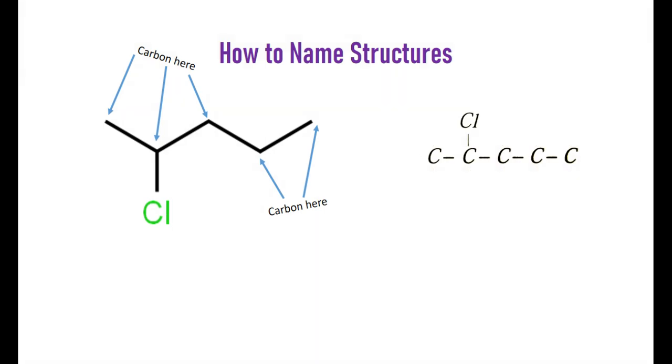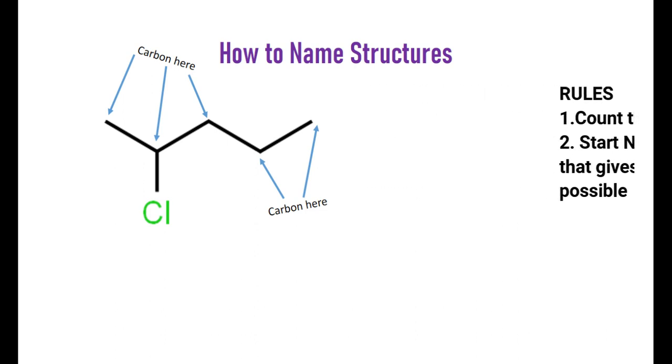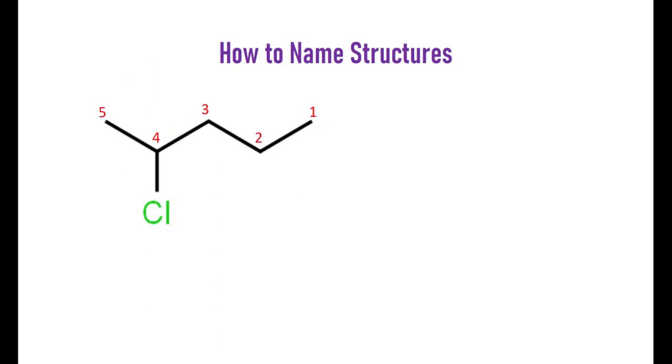Well, we are going to have a video to explain so much more about this. But for now, let's know the rules. After you have counted the longest chain, then start to number. But for alkane, you have to number from the side that gives the smallest number possible for its attachment. In this case, if you start numbering from the right, you will have chlorine being an attachment on the fourth carbon. But if you start numbering from the left, the chlorine is attached to the second carbon. And I will start numbering from the left because it gives the smallest number for the attachment.